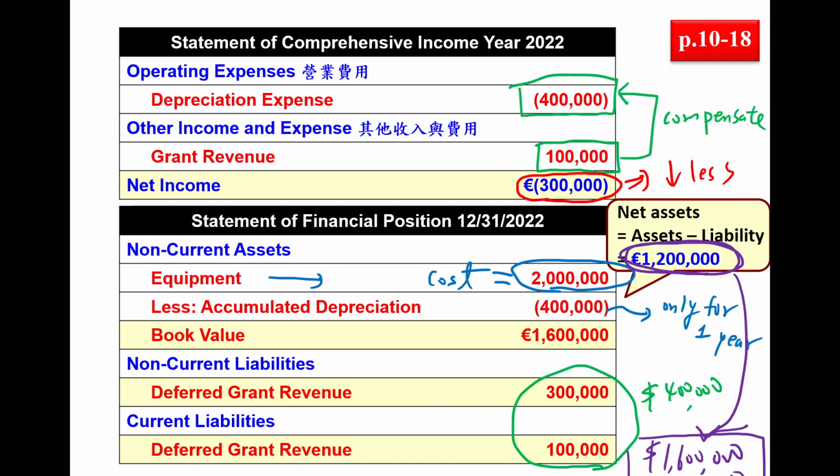Net assets is your true value. Why? You have many assets, but you have many liabilities at the same time. So that's not your true value. True value is after liabilities. So how many assets do I still have? That's your true value, right?